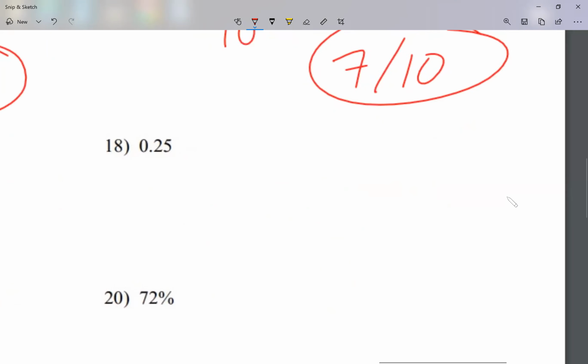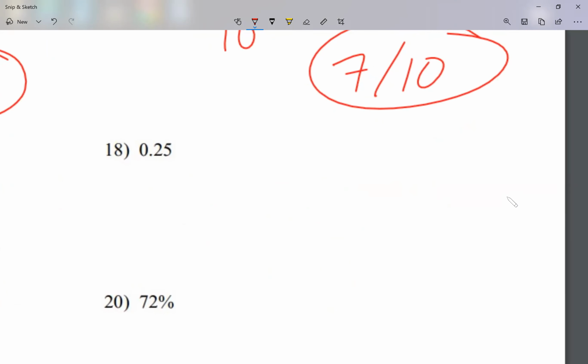Good. Let's take a look at our last question. Let's take a look at number 18. I'm gonna write 25 over. So now I'm gonna write a 1. And I ask myself, how many zeros? Is it 25 over 10? Is it 25 over 100? Is it 25 over 1,000? How many zeros? My amount of zeros is equivalent to the amount of decimal places. So how many numbers do you see after the decimal point? In this case, 2. So my fraction is 25 over 100.